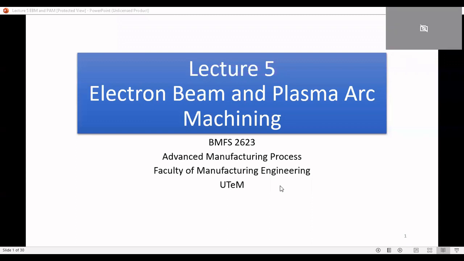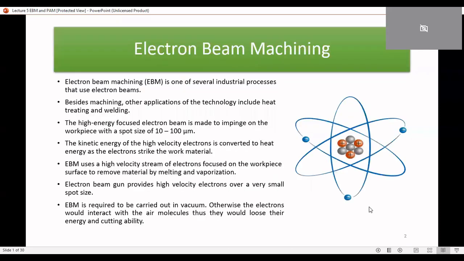Cover electron beam machining and plasma arc machining. So EBM and PAM, these two topics. The first topic we want to cover is electron beam machining.